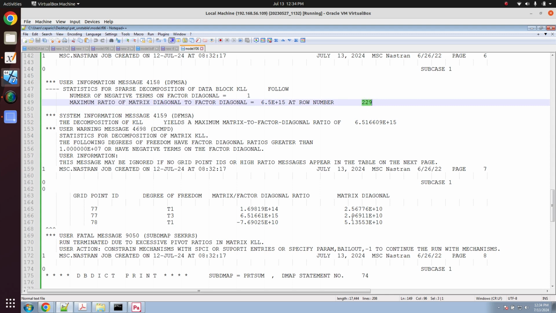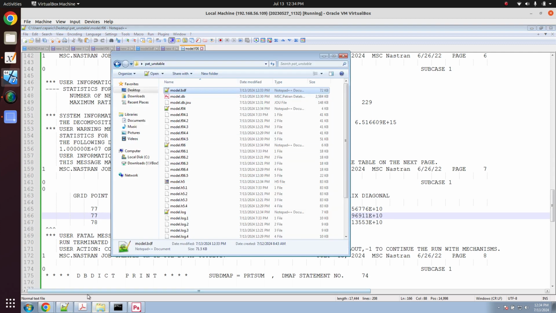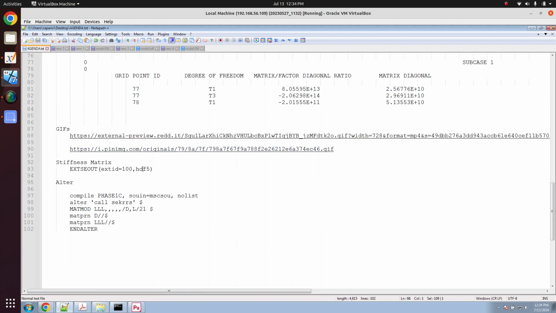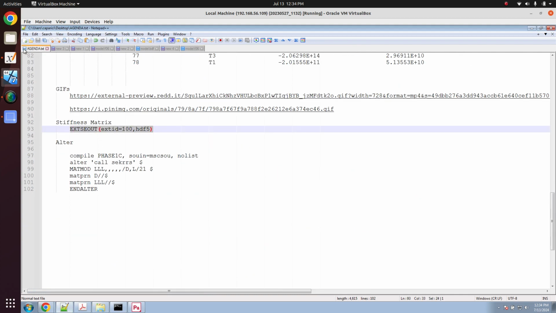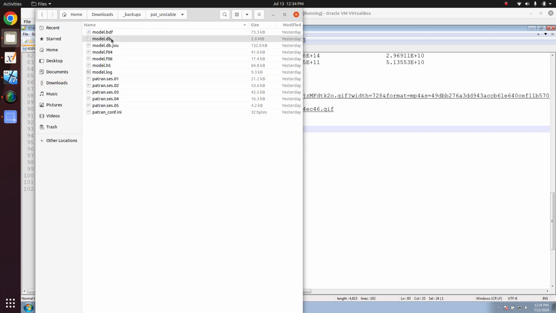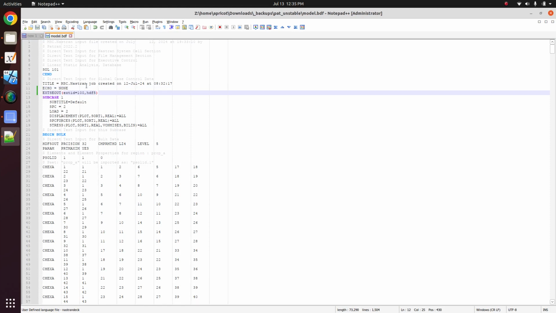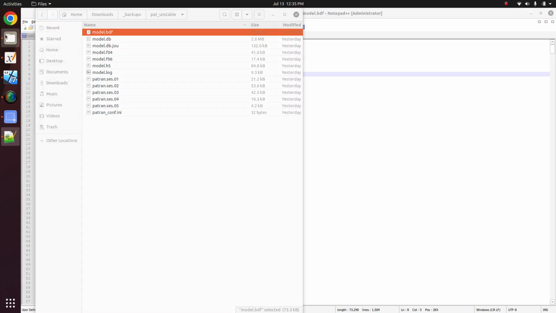So you might be asking yourself, okay, what does the stiffness matrix look like? What does row 229 look like? What you can do is the following. You can copy this case control command. Let's go ahead and open it up. Let's go ahead and add it here. And let's run it.